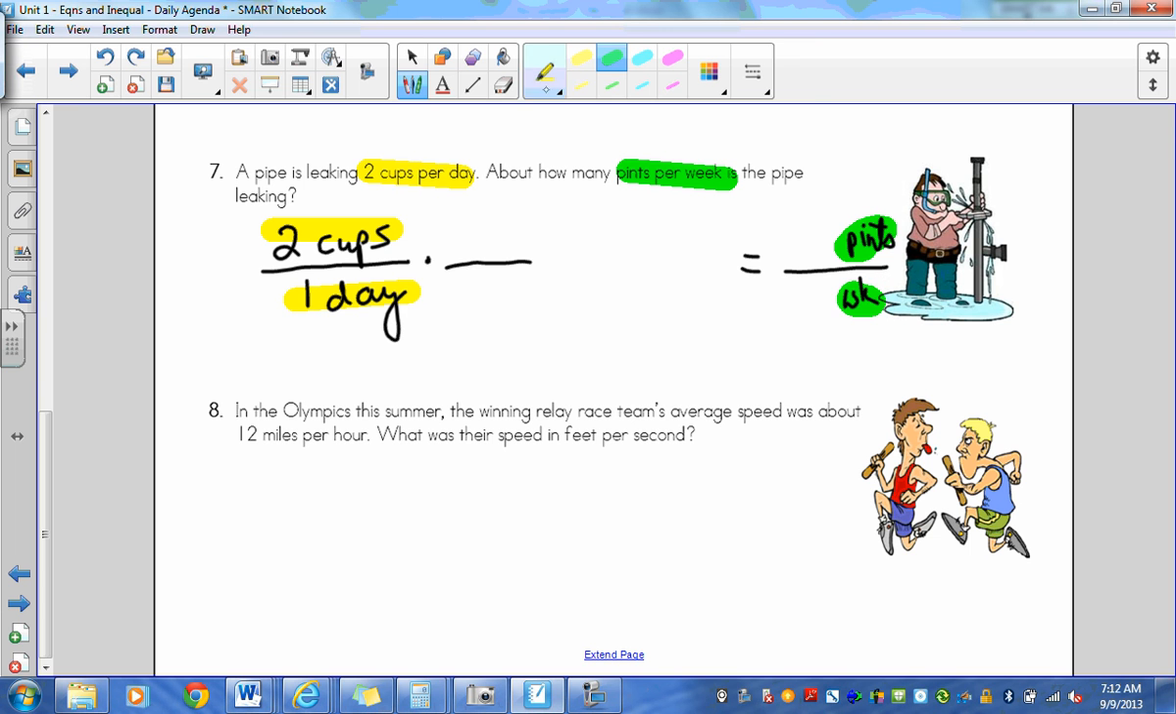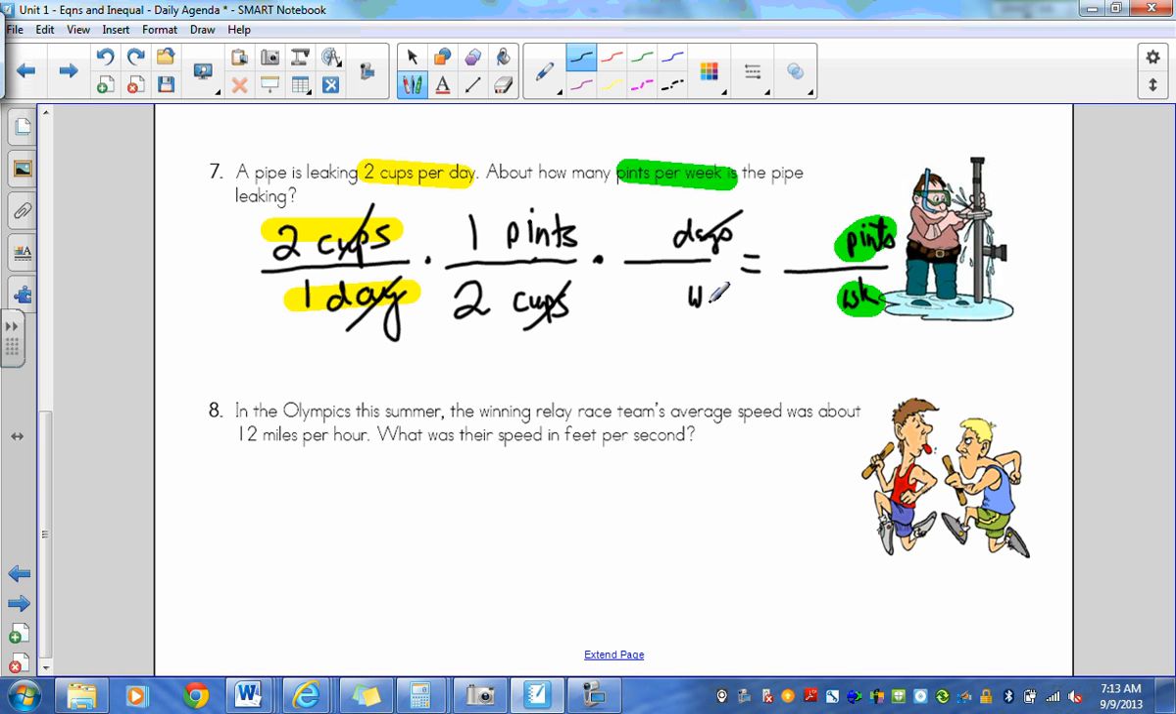I'm going to take first cups. If you look on the previous page, you will find out that cups, so they cancel, changes into pints, and I know that 1 pint is equal to 2 cups. Alright, so I've got the cups. Now I gotta change days into weeks. Okay, so I want the days to cancel out, and I want it to change into a week. 7 days is 1 week. And so that's how you convert both of them.